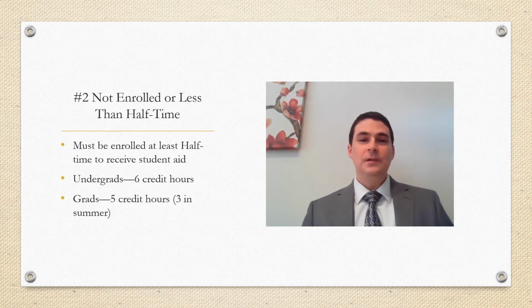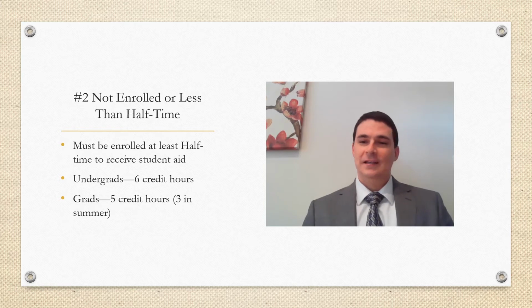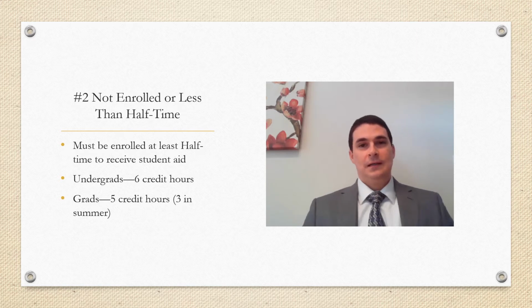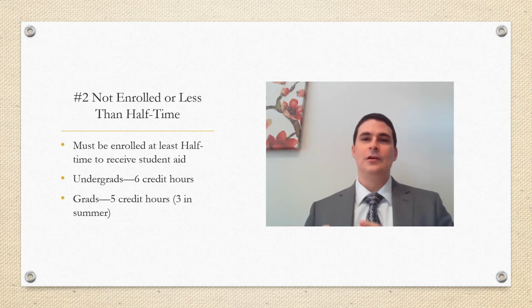Now you do need to be enrolled at least half time to be receiving aid, okay? This is a very common issue. A lot of people don't know what the limits are, so I'll go over that with you now. For undergraduate students, it's going to be 6 credit hours. You need to be enrolled in at least 6 credit hours, even if your program is only designed for 5 credit hours that semester. For federal student aid purposes, you have to be enrolled in 6 hours to receive some aid, okay? It's very important to be aware of that.